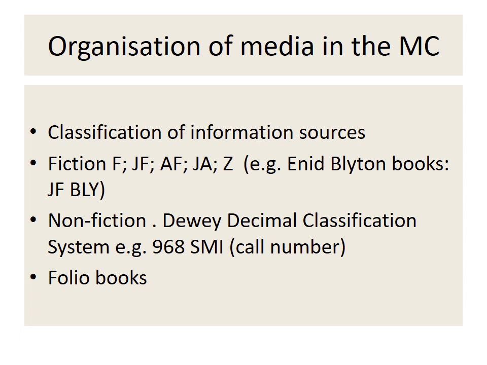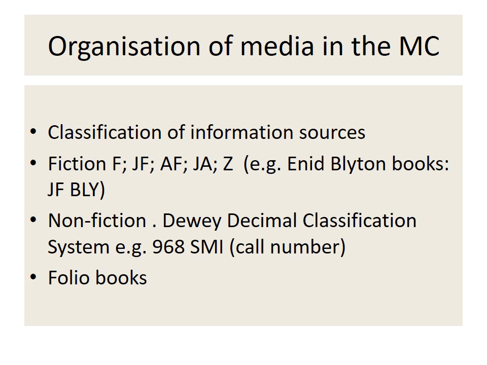Next, the organization of the media in the media center. Fiction is arranged according to the first three letters of the author's surname. We have the following categories given to fiction material. We've got F, which is English adult fiction, JF, which is junior fiction, AF, which is Afrikaans fiction, JA, which is junior Afrikaans, and Z, which is Zulu.